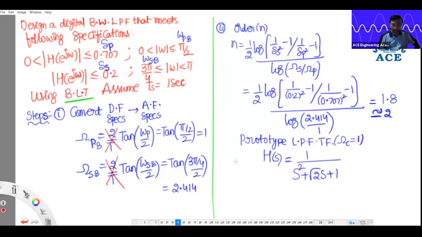From slide number 3, from the previous slide only we are saying. 1 by s square plus root 2s plus 1, sir. Prototype low pass.